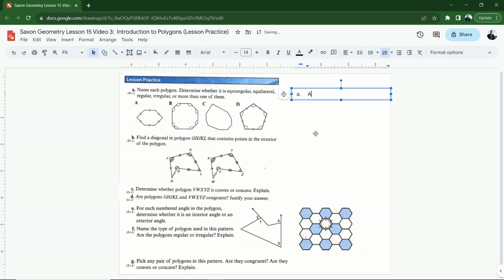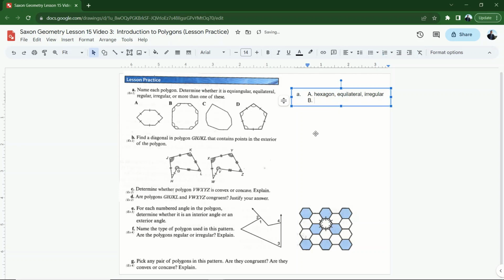First of all, letter A. So here I'm going to type A. Letter AA, that is a 1, 2, 3, 4, 5, 6-sided polygon, so that is a hexagon. It is equilateral because the sides are the same, and it is also irregular because it is not both equilateral and equiangular. Okay, so that's how I would classify AA.